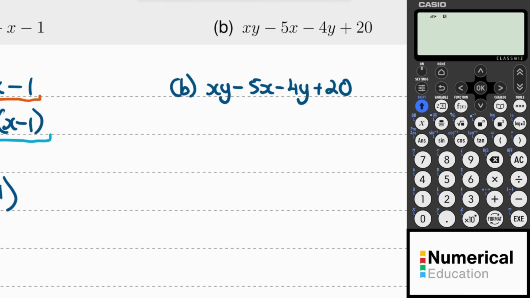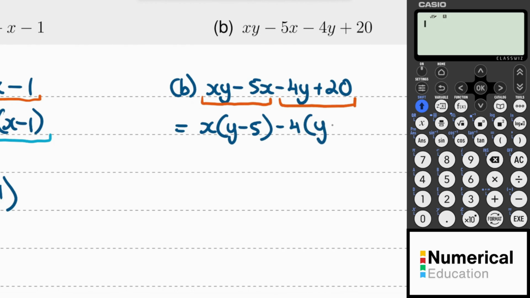So we're going to go ahead and do the same thing. We're going to only look at the first 2 terms and factorize what we can. I can take an x out, in which case I have a y minus 5 remaining. Now have a look at the latter half, see what's common that we can take out. I can take out a negative 4. So if I take a negative 4 out, I'm going to have a y minus 5 remaining.